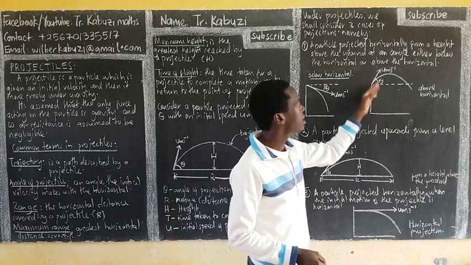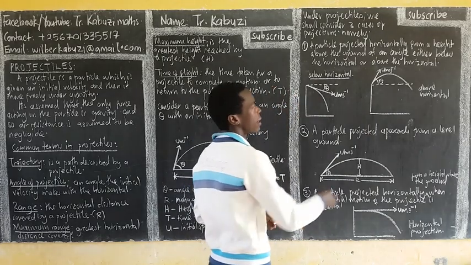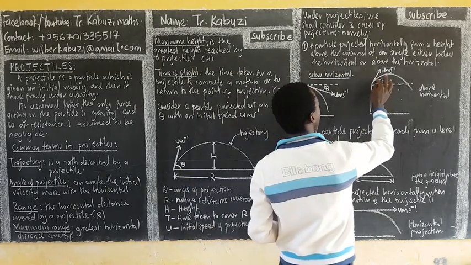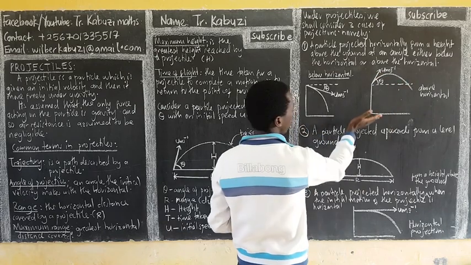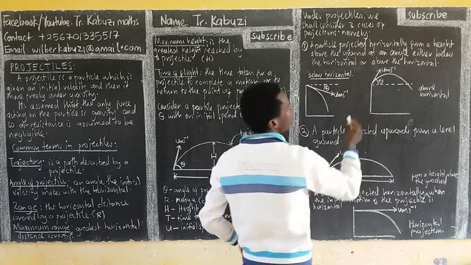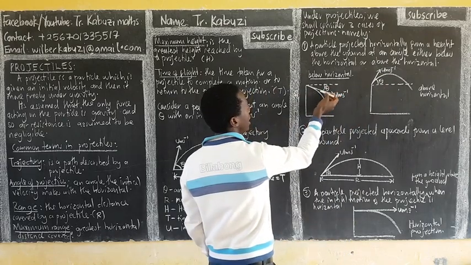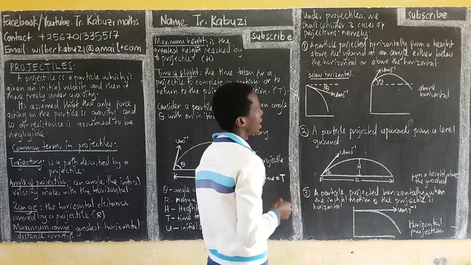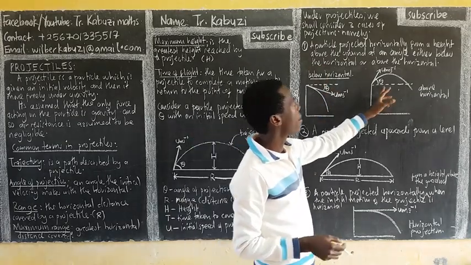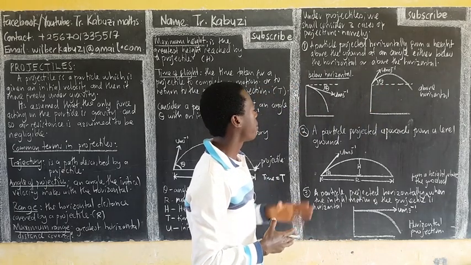Another case is when it's projected above the horizontal, but it's also still above the ground. This is what we call our horizontal there, and this is the angle it makes with the horizontal. Here is what we are going to see in that case: the angle is either below or above the horizontal, all of them at a certain height up there.